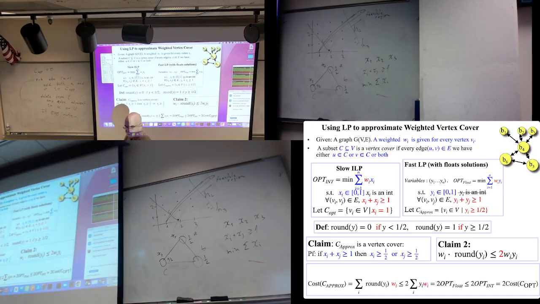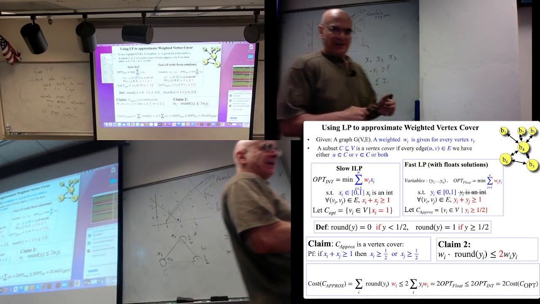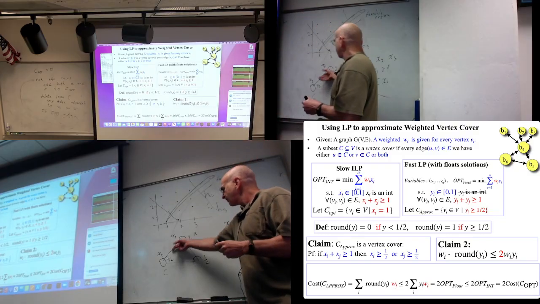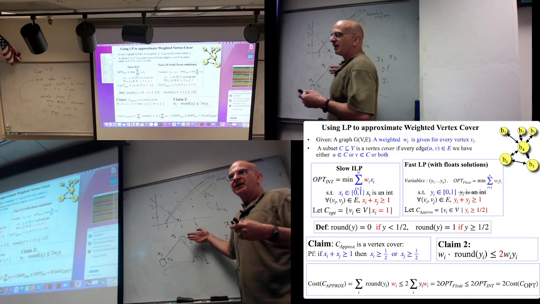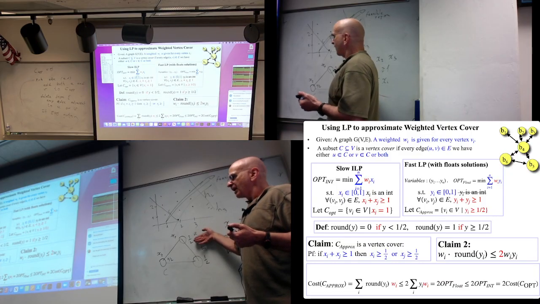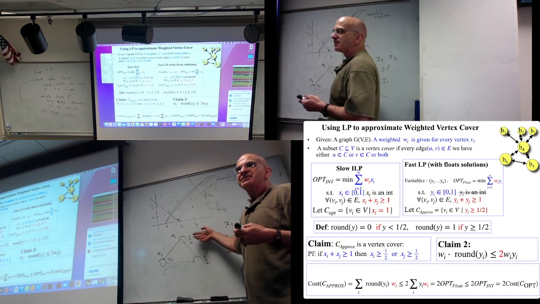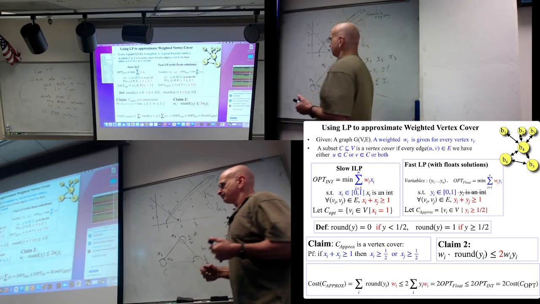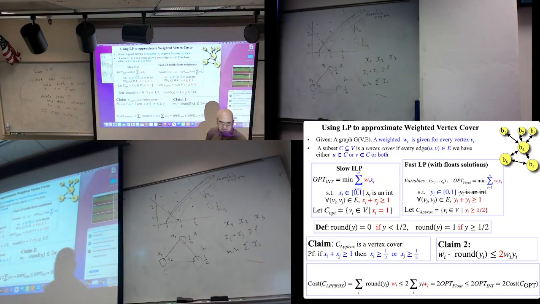Agree? Every edge is covered if xi plus xj is at least 1. So stay with us, please. What am I going to do with this solution? How do I want to take a subset of vertices, optimal or close to optimal, with the weights, without the weights, but it must be a cover. But these float numbers, how do they help you? Well, you'll be surprised, they do.